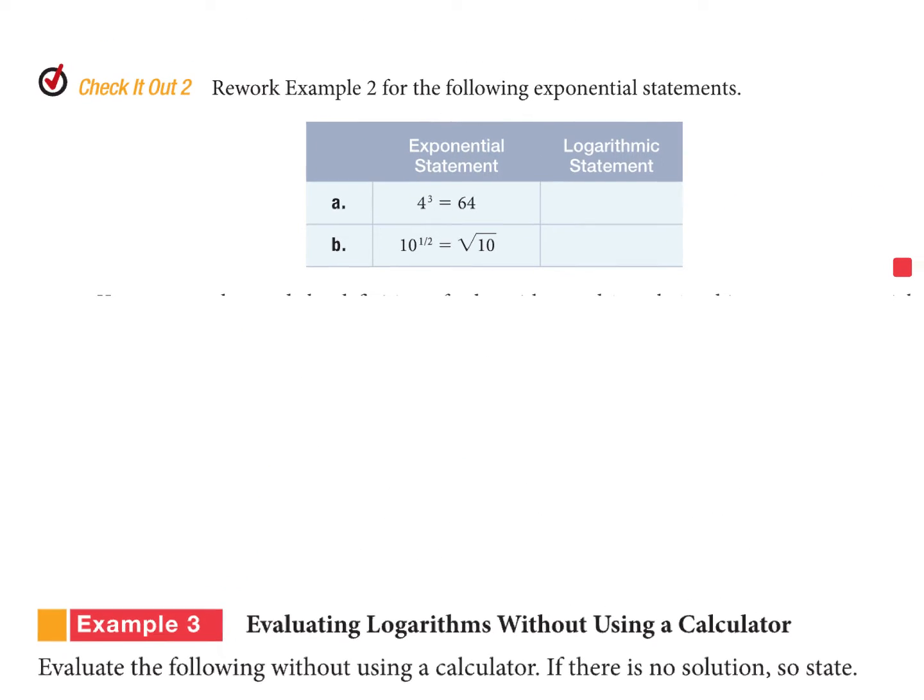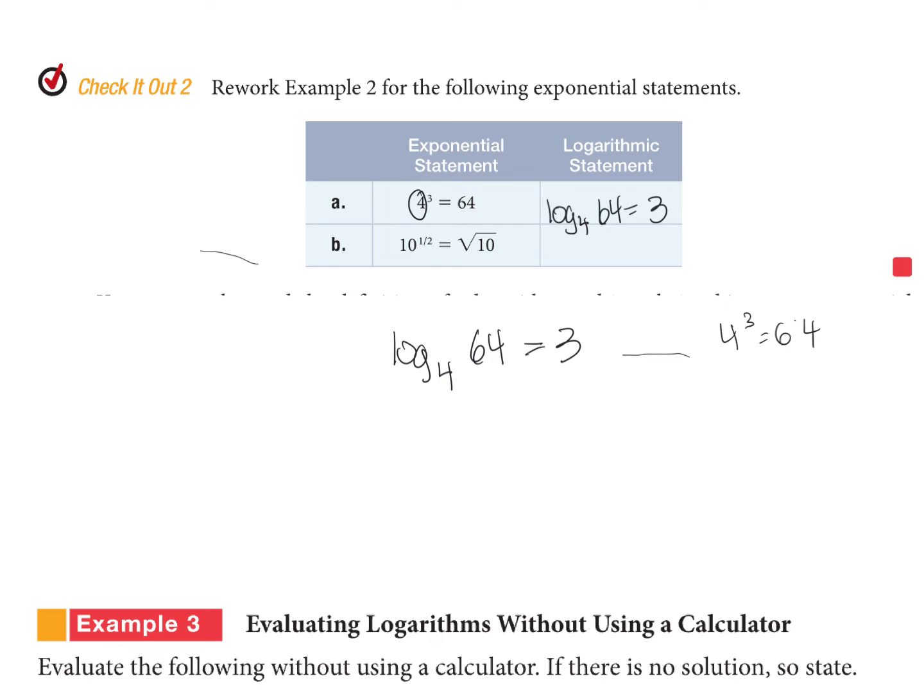All right, same thing. They want us to move these into logarithmic statements. Log base 4 of 64 equals 3. Why? Because 4 to the third equals 64. Sorry, I think I said 63, but log base 4 of 64 equals 3.